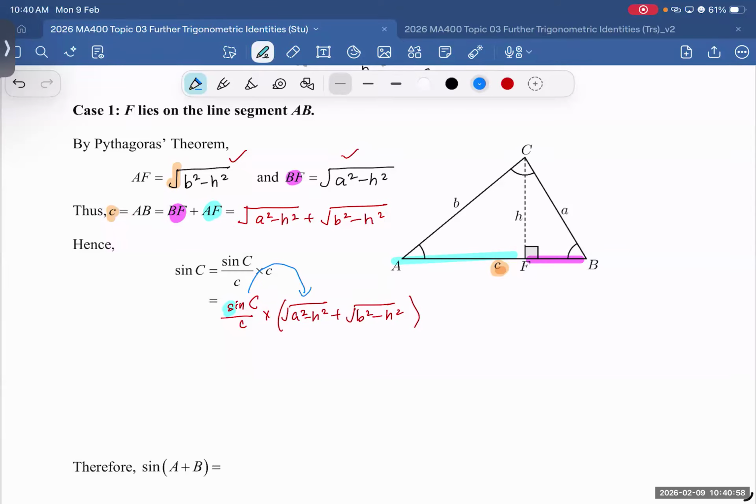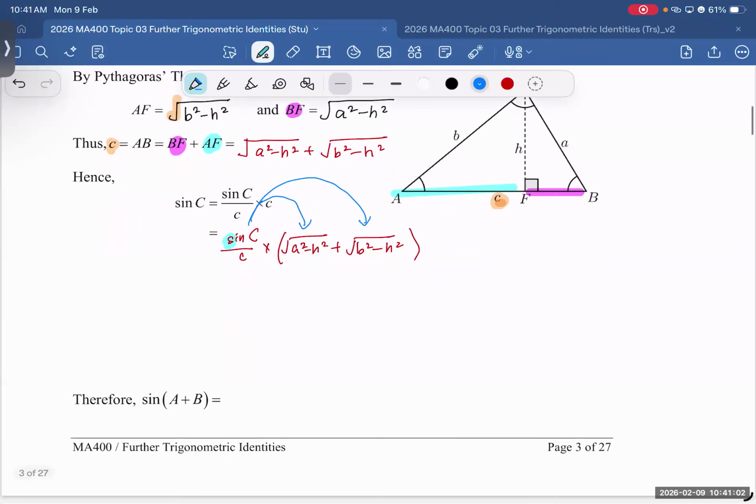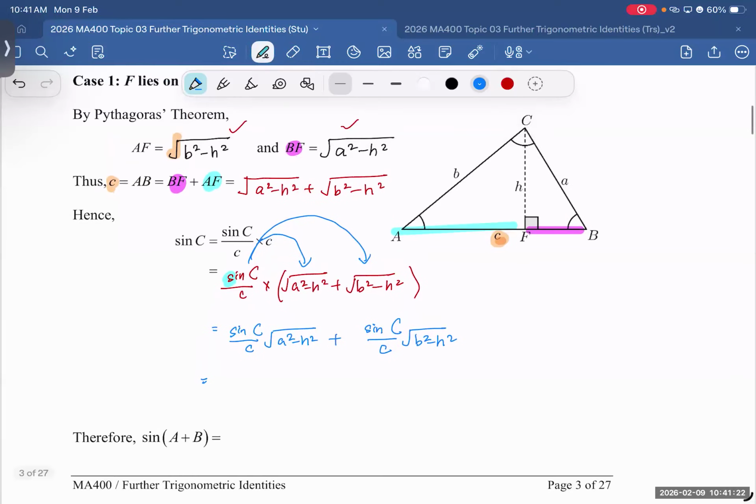Here to here and here to here. If I were to expand, can I say that this will be the same as plus sine C over C times square root B square minus H square. Can I say this? Still the same, right? Okay.